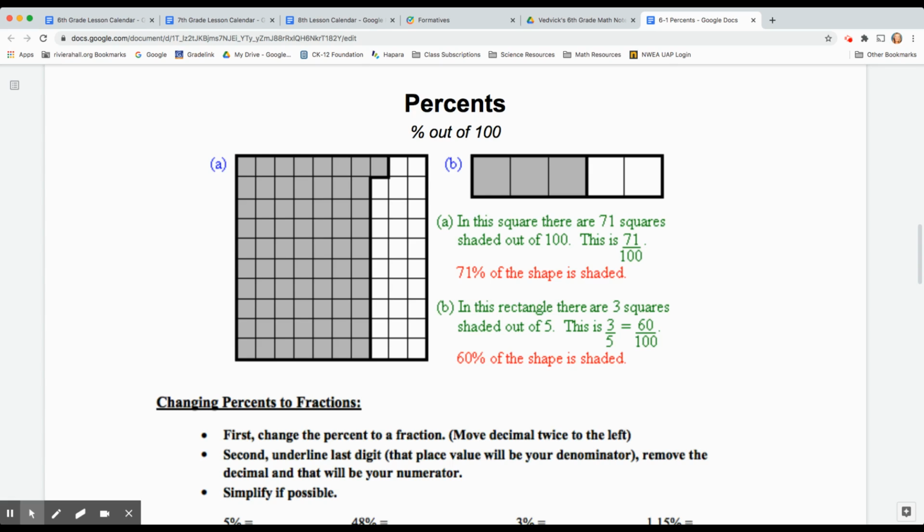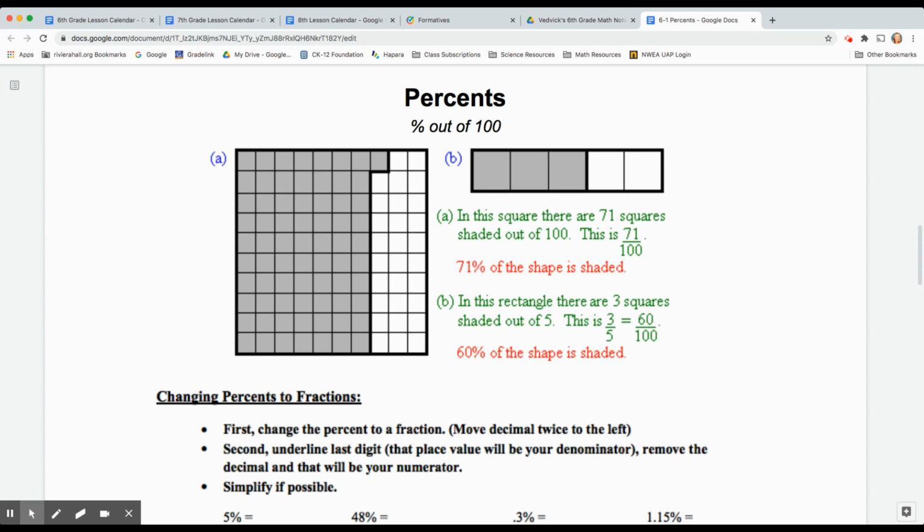So what percent is shaded? Okay, well, if we know it's 10 by 10, this is 10, 20, 30, 40, 50, 60, 71. 71 boxes out of 100. That means 71% are shaded. Now, if they gave you a grid but you don't have 100, you still do the same thing. You represent it as a fraction and you convert the decimal into a percent.